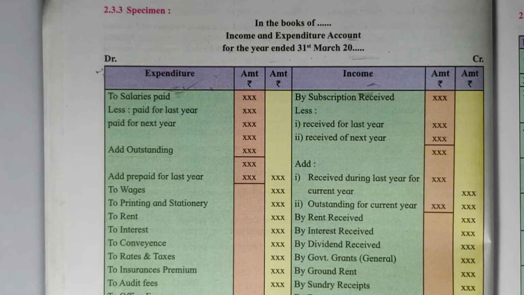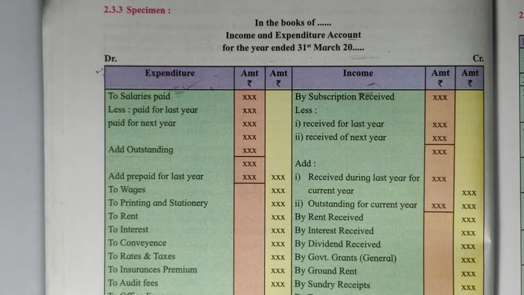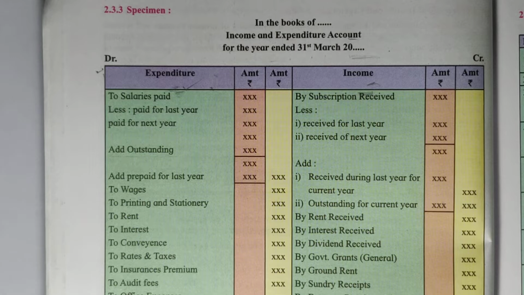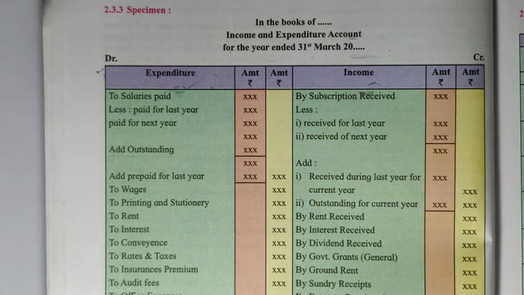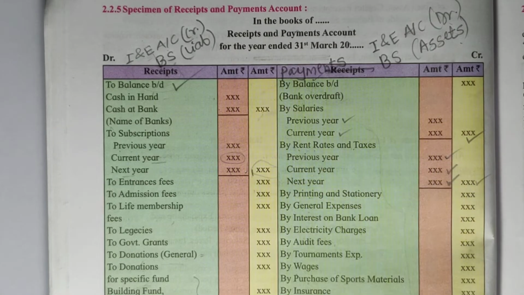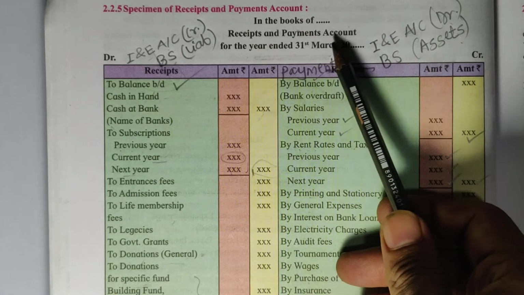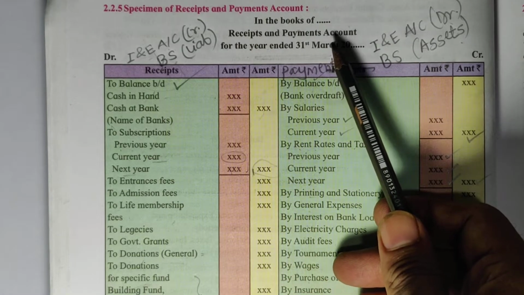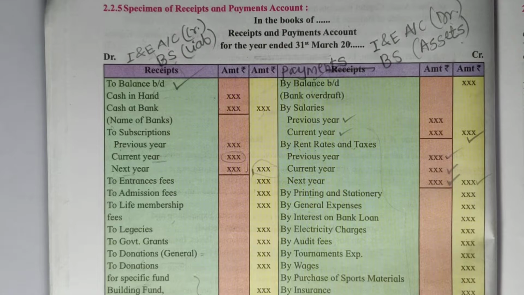In this session, we are going to study what is income and expenditure account and how the balance sheet of not for profit organization is prepared. And we will also see some of the adjustments in NPO. This is the receipt and payment account, which we studied in the earlier session.